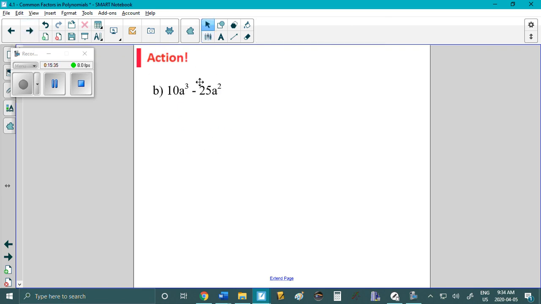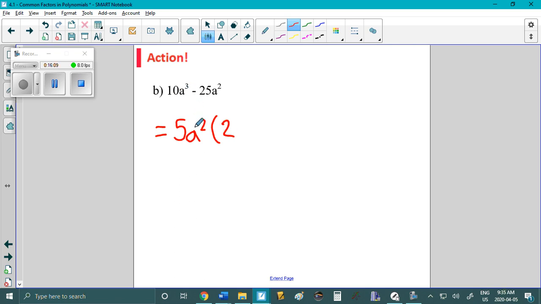So again, first we find the greatest common factor of the numbers. 10 and 25, I can take a 5 out. A cubed and a squared, obviously I can take an a, but this has 3 a's multiplied, and this has 2 a's multiplied, so I can actually take a squared out of both. Now I'm going to take 5 out of 10 by dividing though, right? Not subtracting. So 10 divided by 5 is 2.